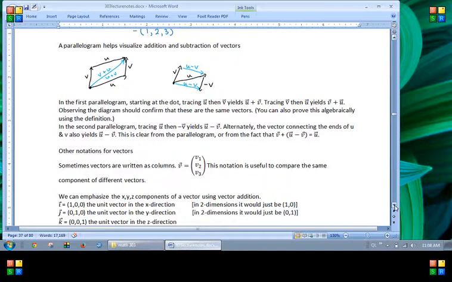A quick comment: i is the unit vector in the x direction, that's always true. If you're in 2 dimensions, that would just be 1, 0. But in 3 dimensions, you need to write 1, 0, 0. But either way, it's still the unit vector in the x direction.